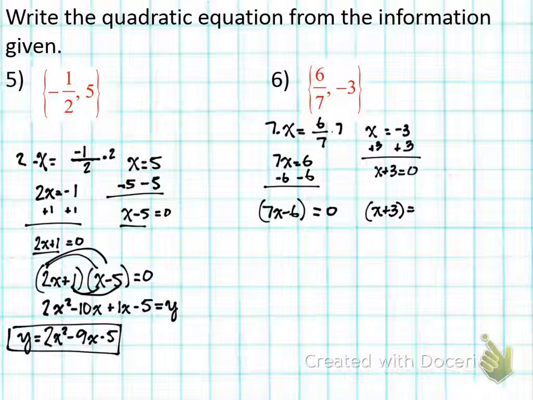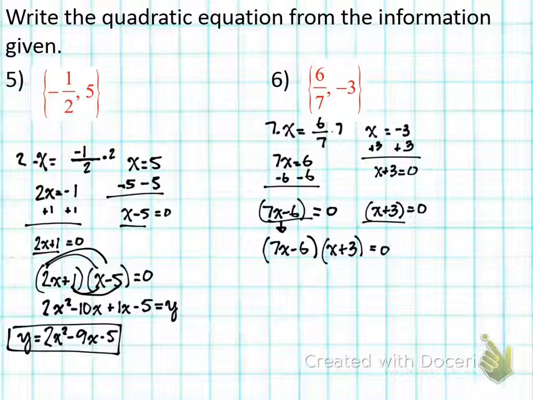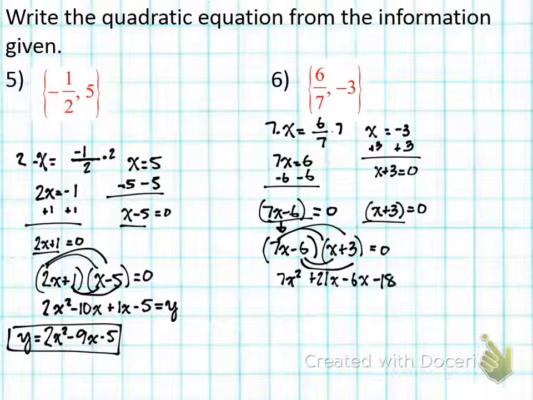So now, since we have two numbers that are both equal to 0, we want to go backwards from the zero product property, bring these down. So it's going to be 7x minus 6 times x plus 3 is all equal to 0. 7x times x is 7x squared. 7x times 3 is positive 21x. Negative 6 times x is negative 6x. Negative 6 times 3 is negative 18. All equal to 0, which changed to y now.